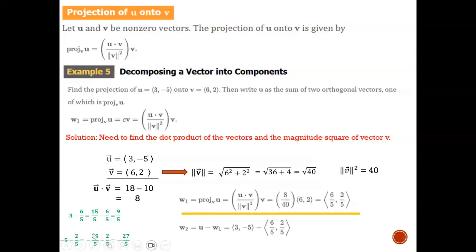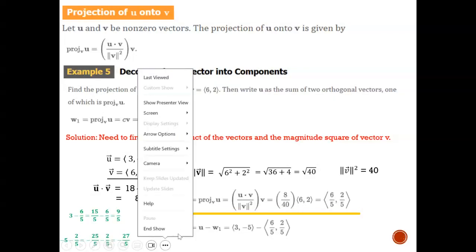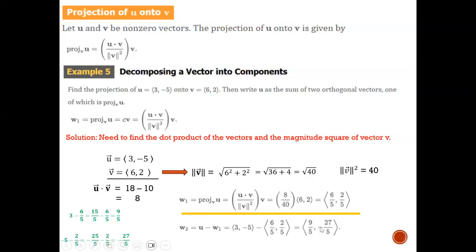Right, so 5 is the same thing as negative 25 over 5. That gives us negative 5, minus 2/5 results in negative 27 over 5. So that's my solution, guys. 9/5, negative 27 over 5. That's the vector that's perpendicular to W1, which is a projection vector.